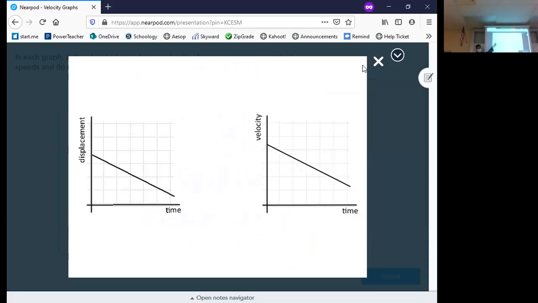This is displacement. So I guess I should be doing this so that the recorded people can see it. So the displacement is getting smaller. So that's why I'm going backwards. I'm going backward at constant speed. But in this one, the velocity stays positive. So I'm going forward the whole time, but I'm slowing down. Okay? This one's backward at a constant speed. This one is forward, but slowing down. All right.